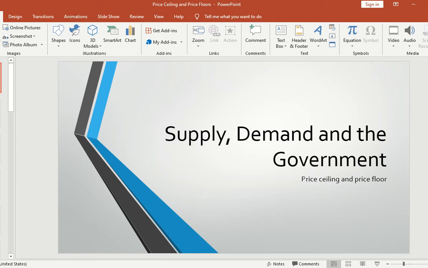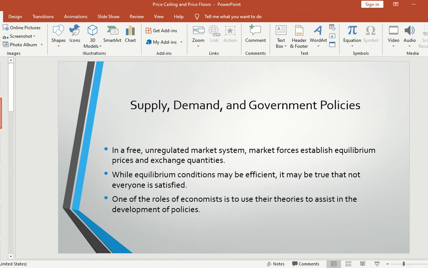Today, we are going to look at how the government can play a role in a free market. In a free, unregulated market system, market forces establish the equilibrium prices and the quantity. So, the United States is to a very large extent a free and unregulated market system.